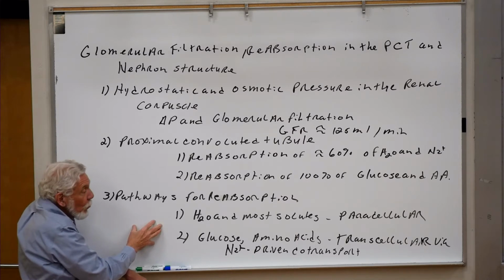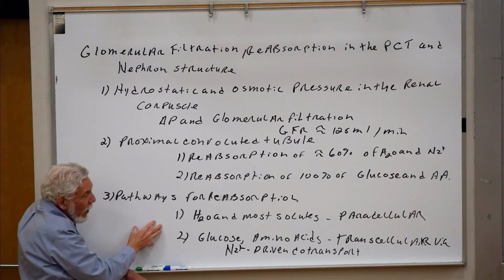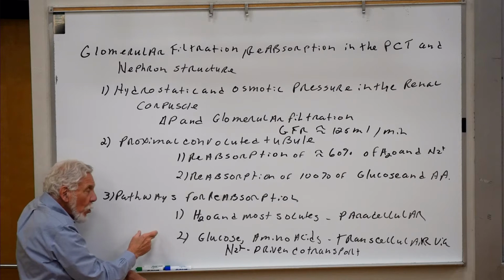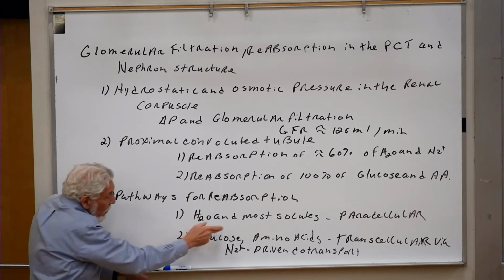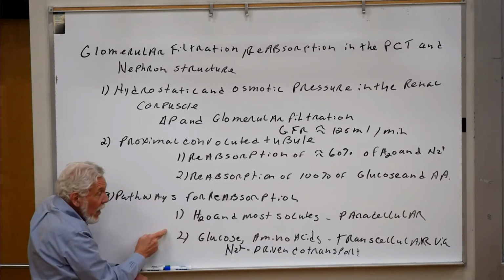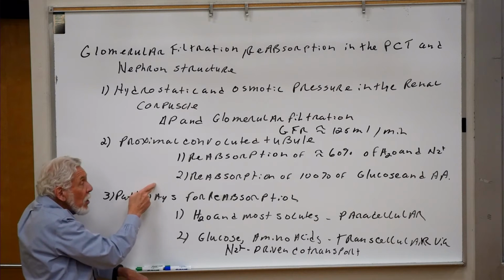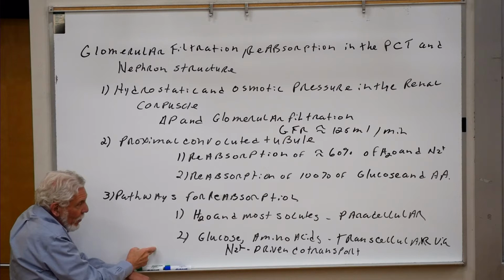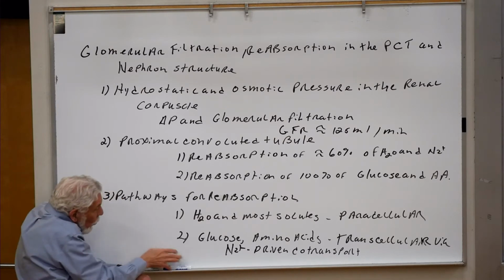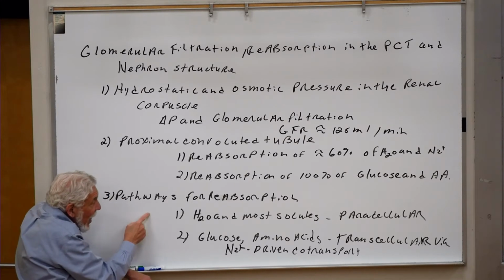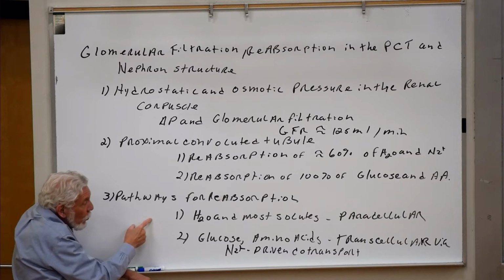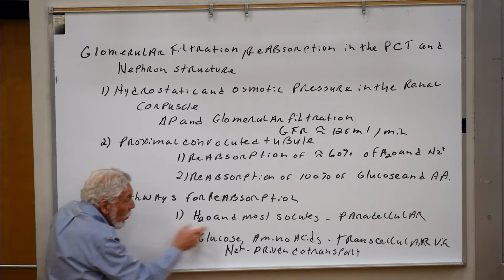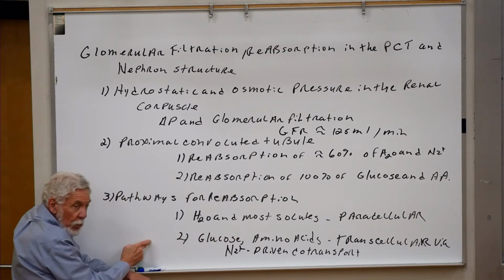And we can think about them as forming a kind of labyrinthine pathway between the lumen of the proximal convoluted tubule and out into the extracellular space, and then eventually back into the peritubular capillary. Then we're going to find that the cells here in the proximal convoluted tubule will allow most of the water and solvents to go around them, paracellular.